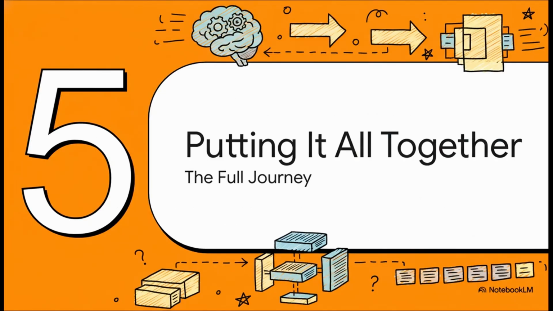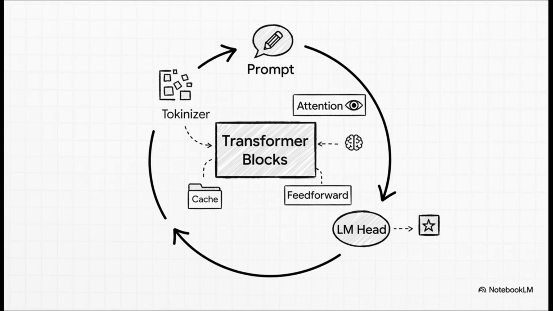Okay, let's put it all together. Let's do a quick recap of that whole journey, from the moment you hit enter to the final word appearing on your screen. So it starts with your prompt getting chopped into tokens. Those tokens get turned into numbers and sent through that big stack of transformer blocks. Inside each block, the attention mechanism figures out the context, while the feed-forward networks apply all the stored knowledge. Then the LM head predicts the single most probable next token. That token gets added to the prompt, and the whole loop repeats, supercharged by that KV cache.